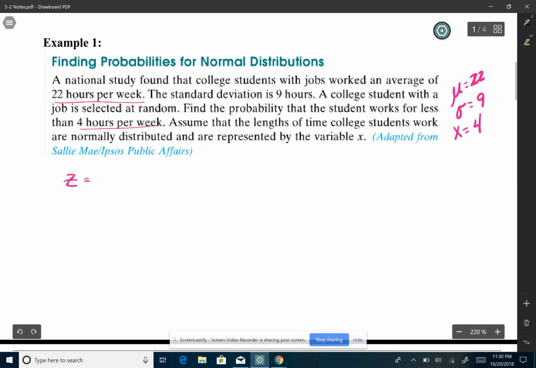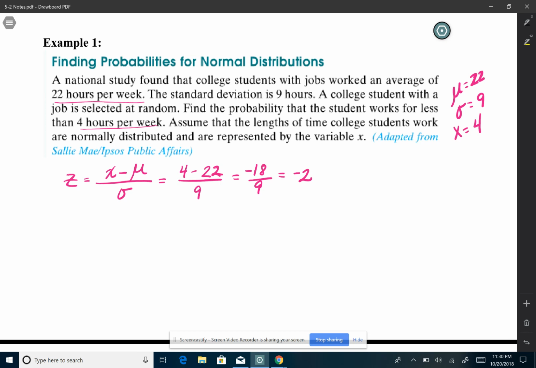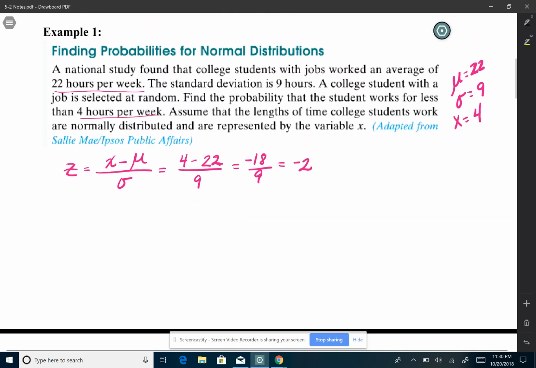So remember, our z-score formula is a really easy one. It's the value of interest minus the mean divided by the standard deviation. So this would be 4 minus 22 divided by 9. 4 minus 22 is negative 18, divided by 9 is negative 2. So we have a z-score of negative 2.